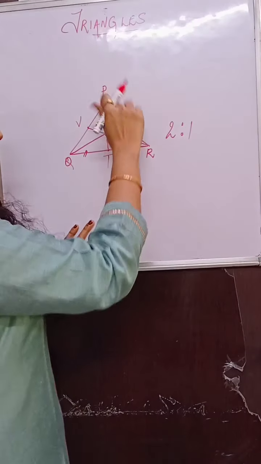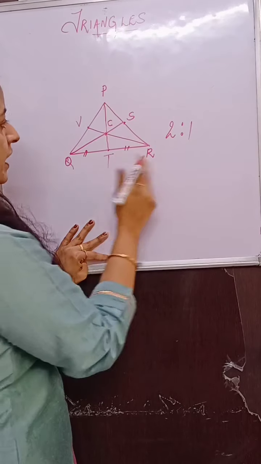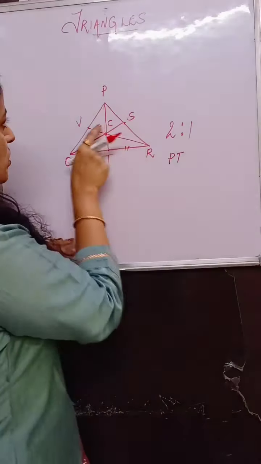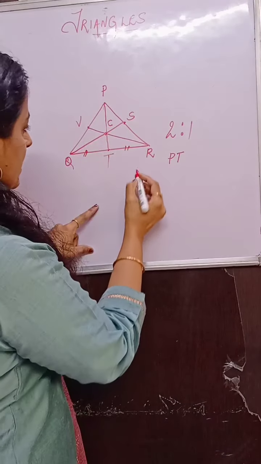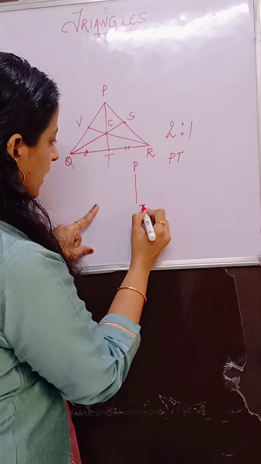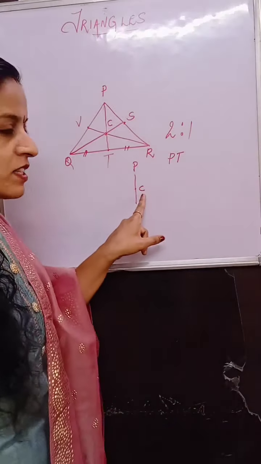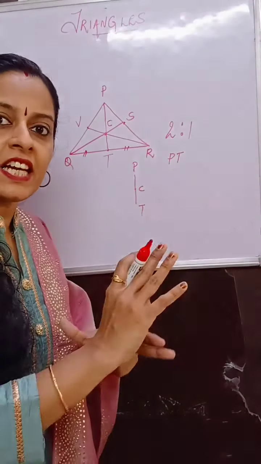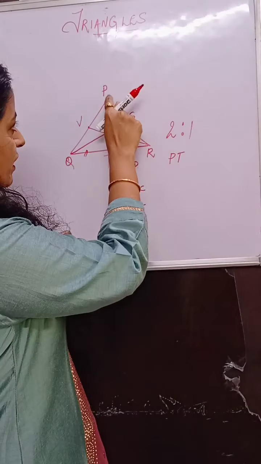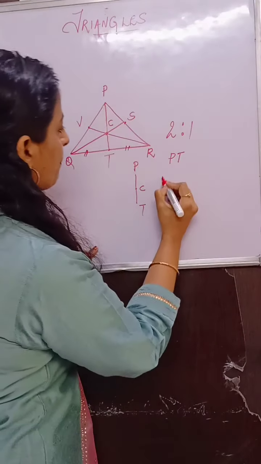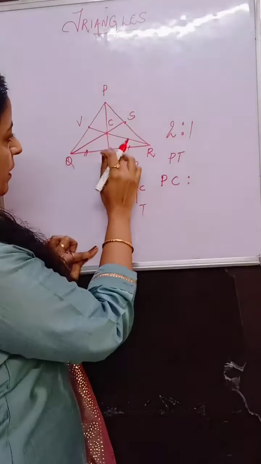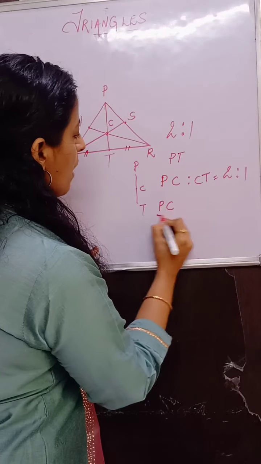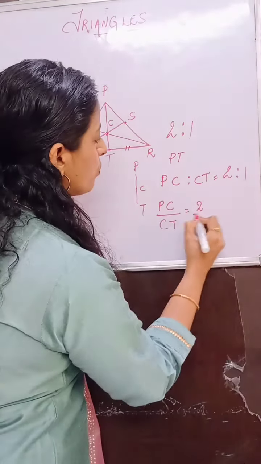Which are the medians? Let me consider the first median, PT. Now PT is divided as 2:1. See, this is point C. Look at PT. P is here, T is here, and then here you have a point C. This C is the centroid. C, centroid, divides the median in the ratio 2:1. Start with the vertex. PC is 2, remaining part is CT, will be 1. PC upon CT is equal to 2 upon 1.